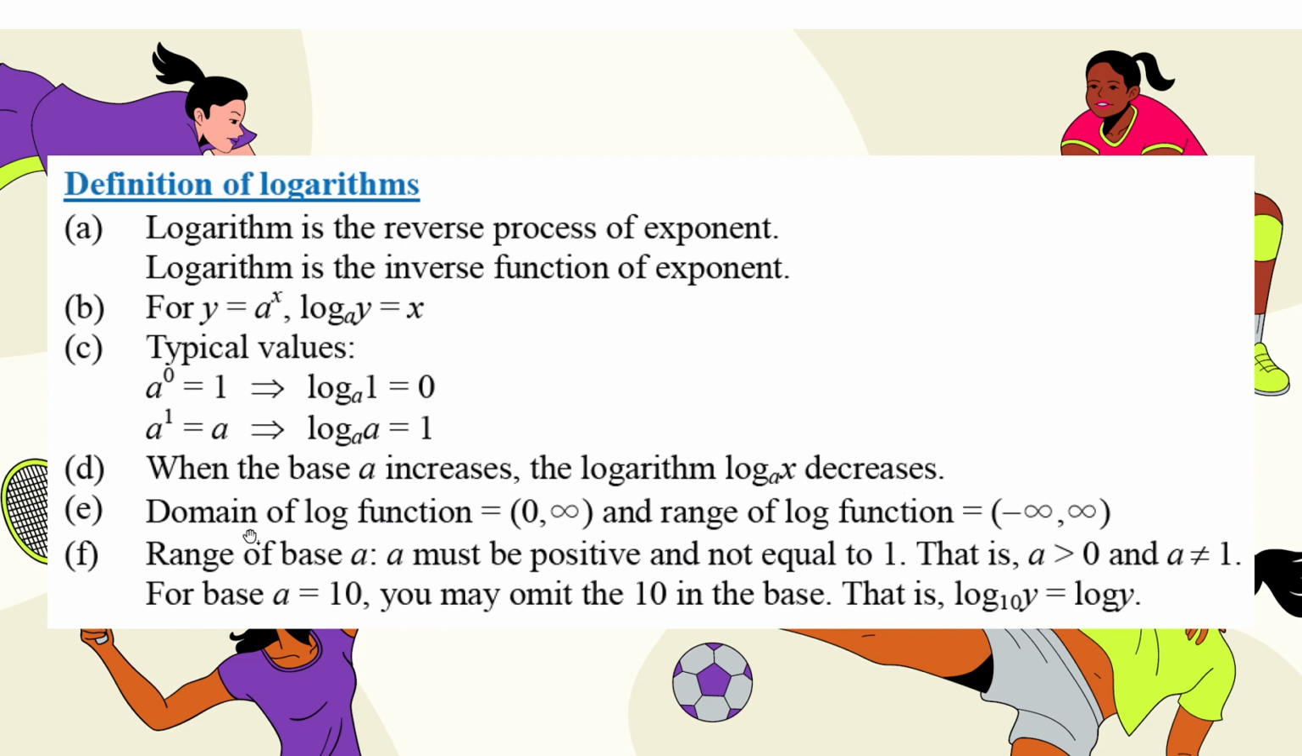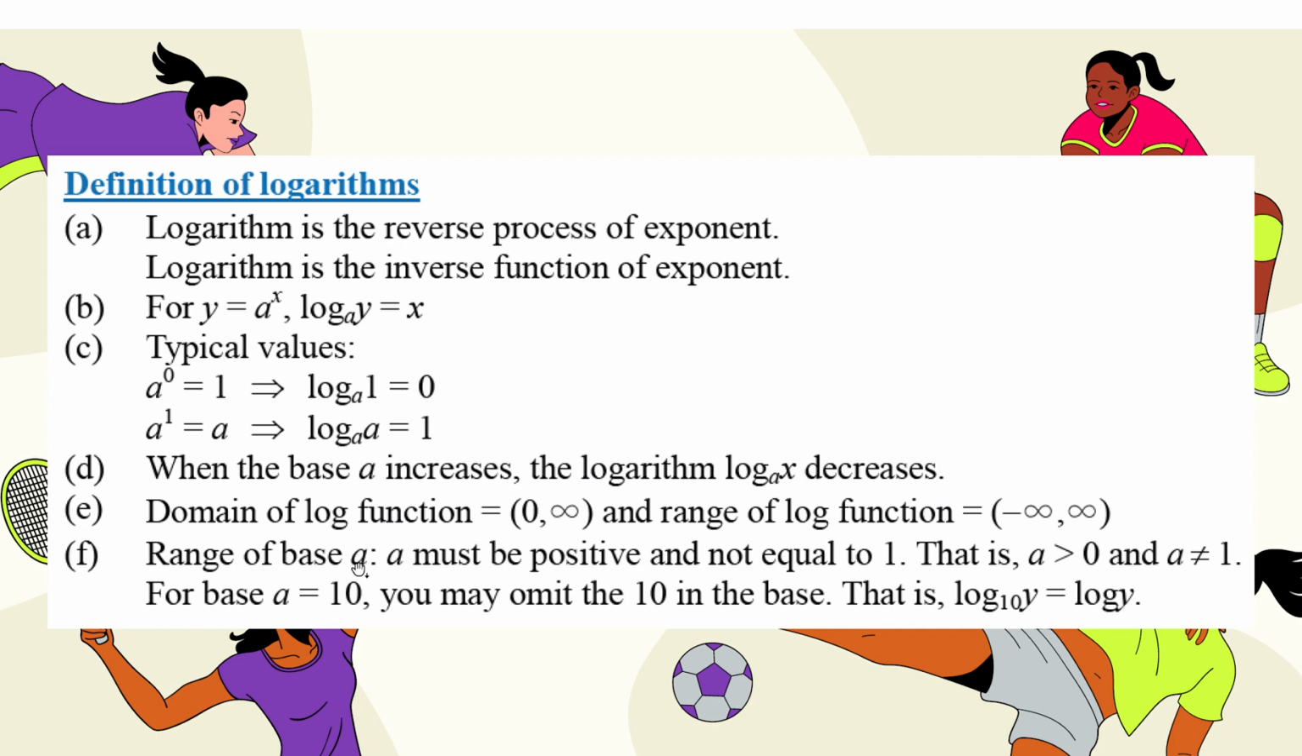The domain of a log function is 0 to infinity. If it is a negative number, it's impossible to find an exponent to become it, so we have to constrain ourselves: the original number has to be positive. But the range of log can be negative infinity to infinity. Remember, a negative exponent means 1 over, which means a small number. So remember, the domain is 0 to infinity, but the range can be negative infinity to infinity.